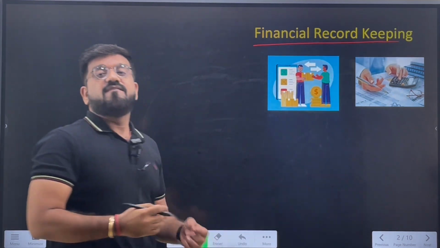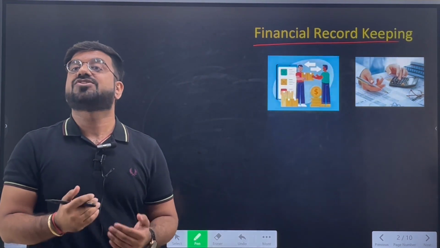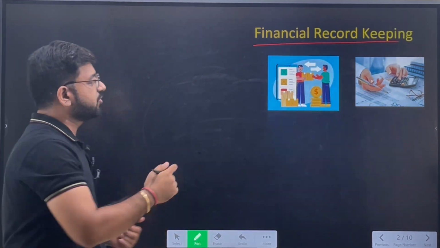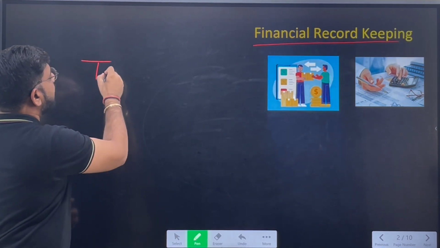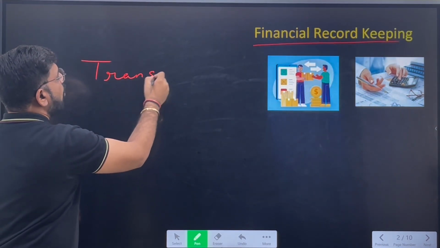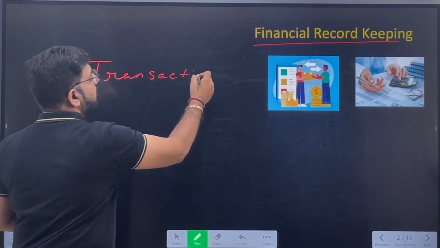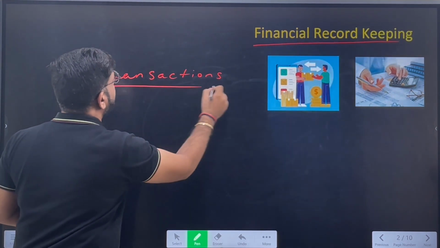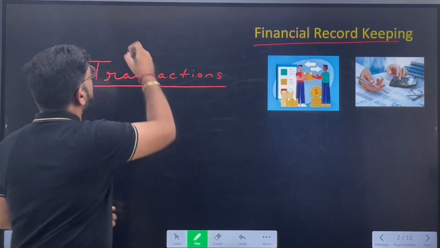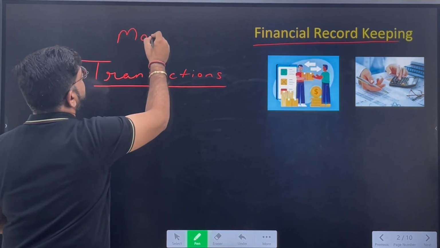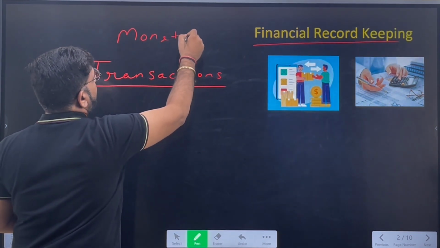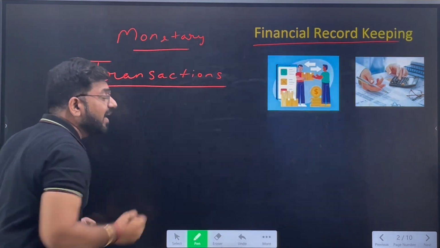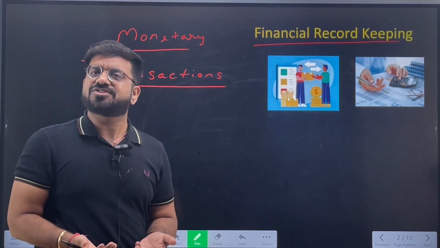In accounting, we obviously record the financial transactions, all the transactions which are related to money. That is, all the monetary transactions are to be recorded. Now the question arises, why do we have to record the monetary transactions?